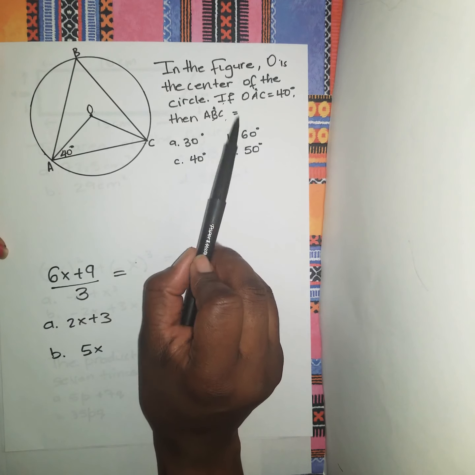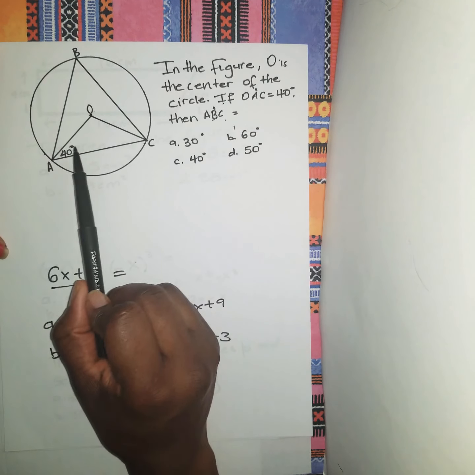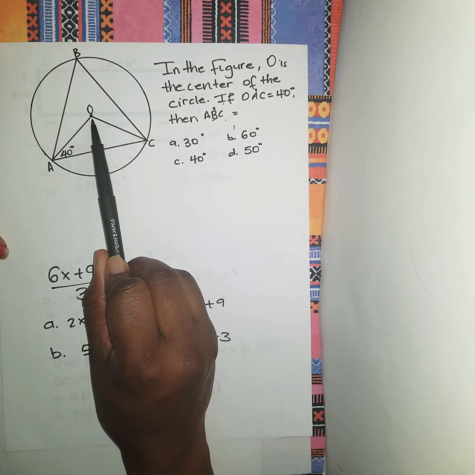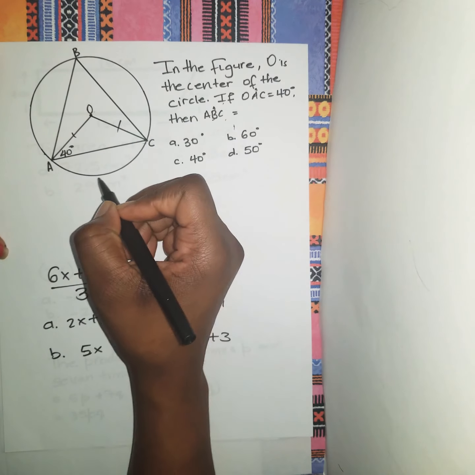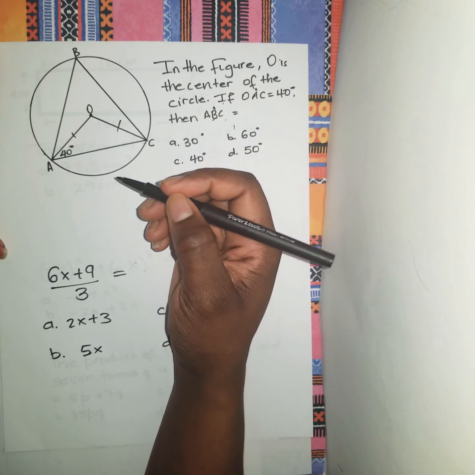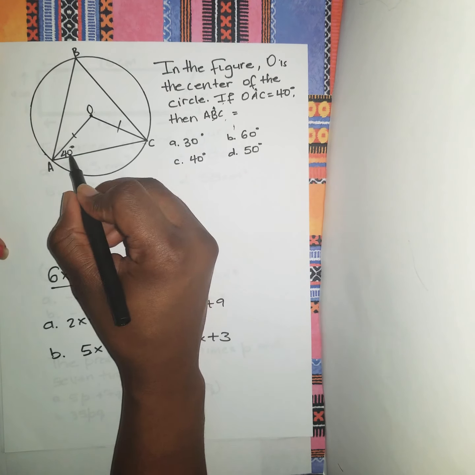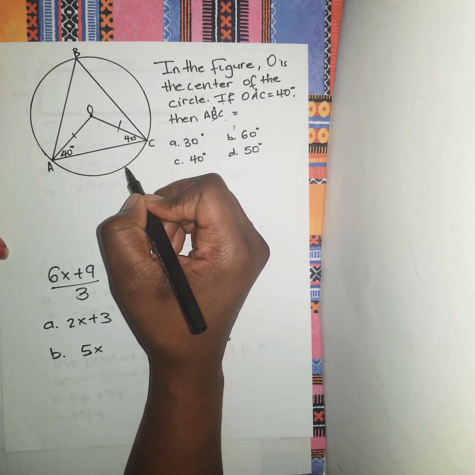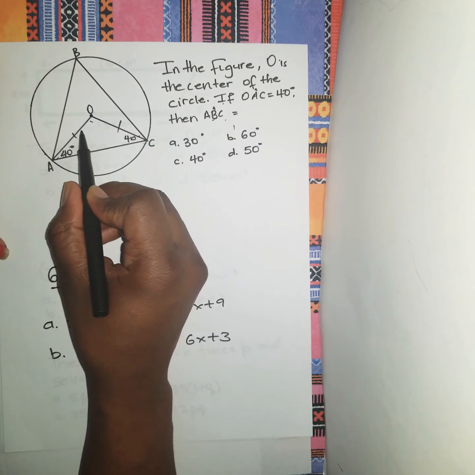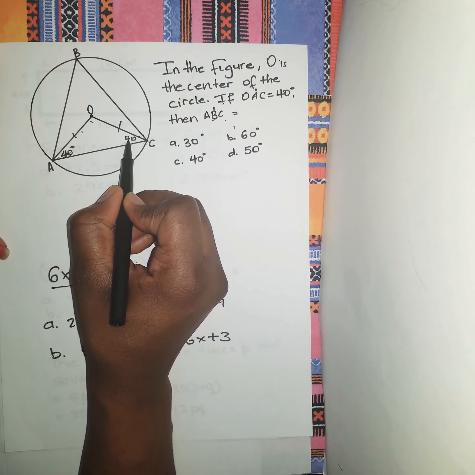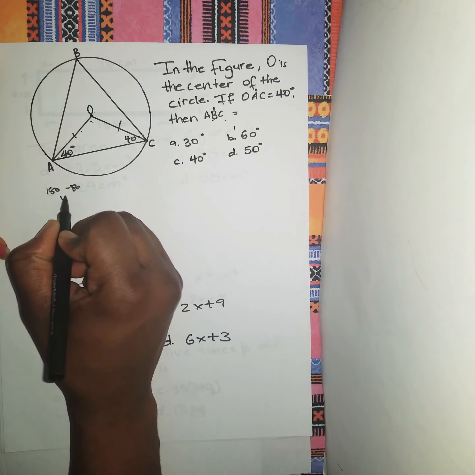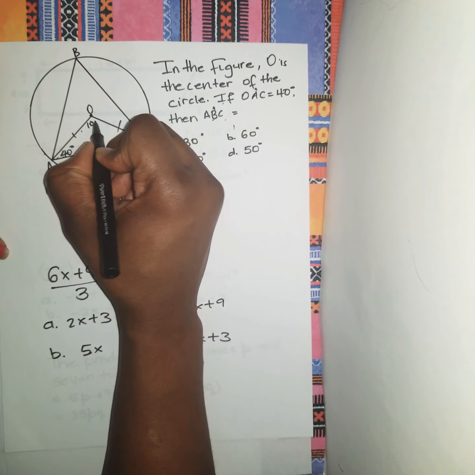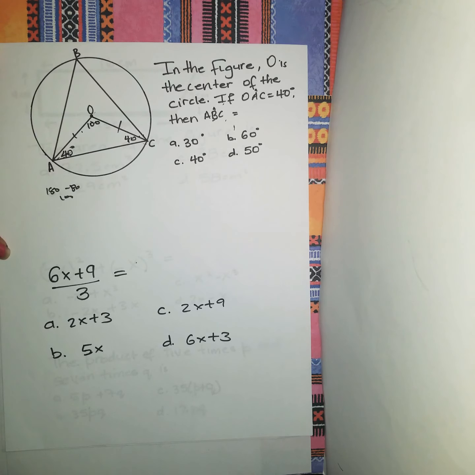All right, so for OAC, guys, we see that OA and OC are radii, so this length is equal to this length. So already we have an isosceles triangle going on here. So this is 40, this is also 40. Angles in a triangle add up to 180 degrees, so 40 plus 40 is 80. So you have 180 minus 80 to give us 100. So the angle here is 100, all right?